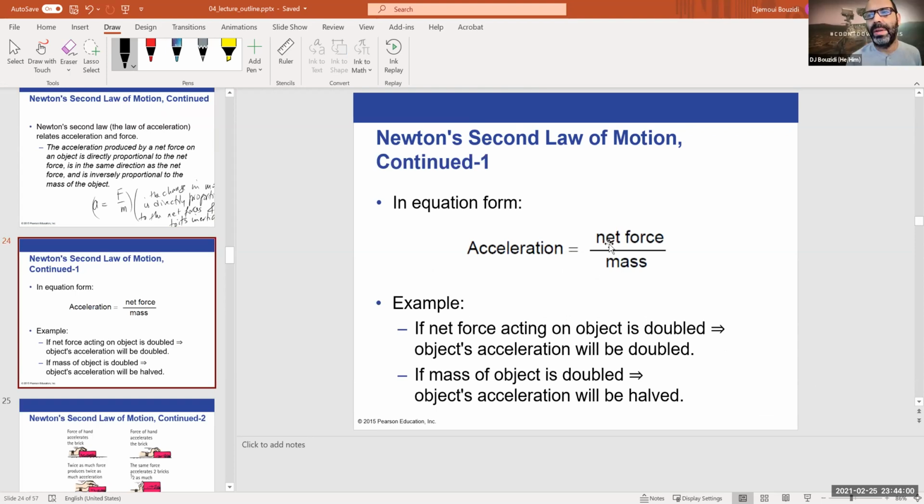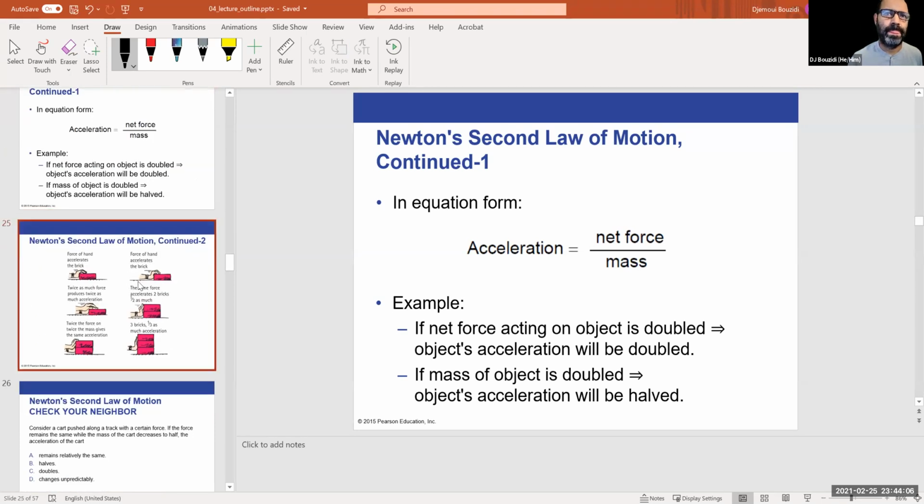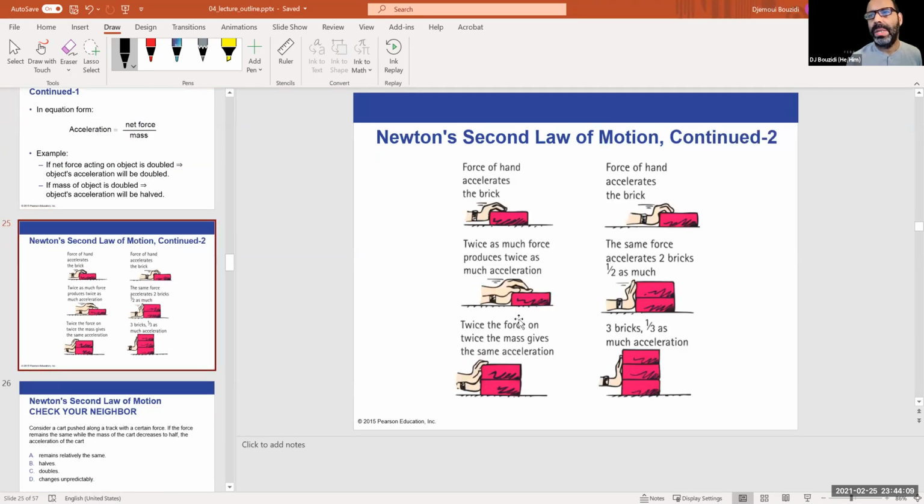So again, this is the formula for it. You can write A equals F over M, okay? This is the same thing. Doubling the mass now will result in half the acceleration. Tripling the mass will result in a third of the acceleration. That's the same thing in here, okay?